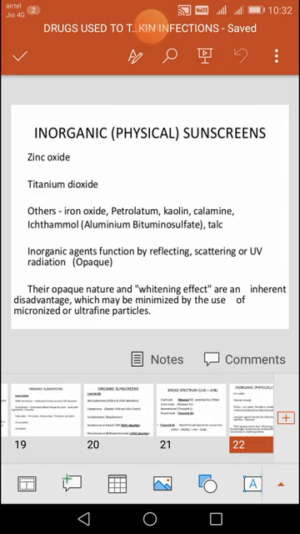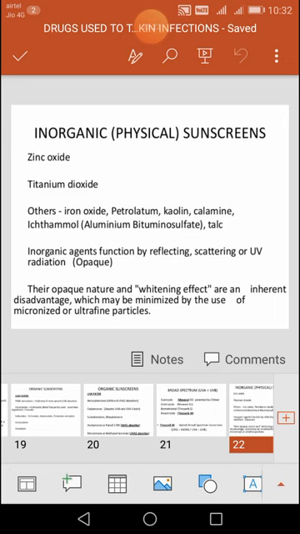Then inorganic, that is physical sunscreens. Organic is done, next inorganic. Zinc oxide and titanium dioxide will be used in the preparation of inorganic sunscreens. Others are iron oxide, petrolatum, kaolin, calamine, and ichthammol, which is ammonium bituminosulfonate. Then talc is also used in this application. Inorganic agents function by reflecting or scattering UV radiation.